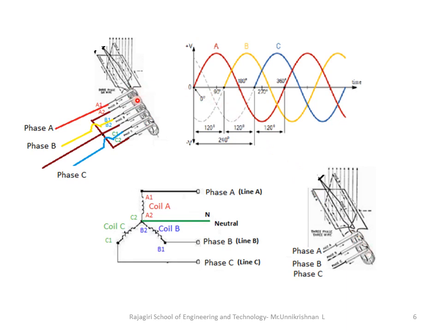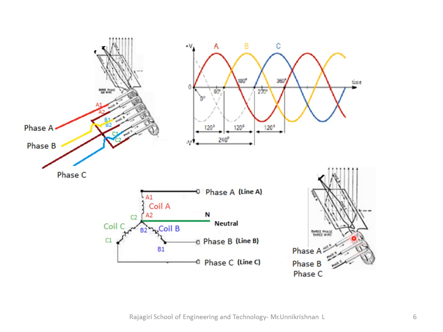Because see, you have a common point between A2, B2 and C2. So these are all connected together and you are taking the output and marking it as neutral. So avoiding those 3 slip rings, you can achieve the same system, or the same voltage generation, with 3 slip rings. So in practice we will be using a 3 slip ring arrangement in a star connected system.